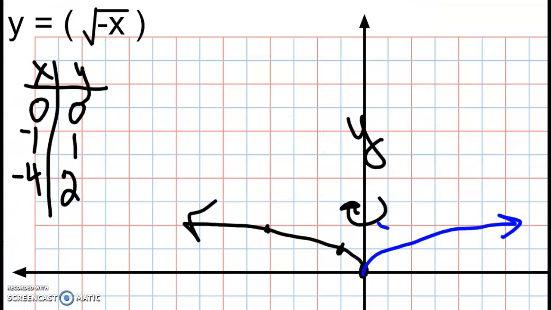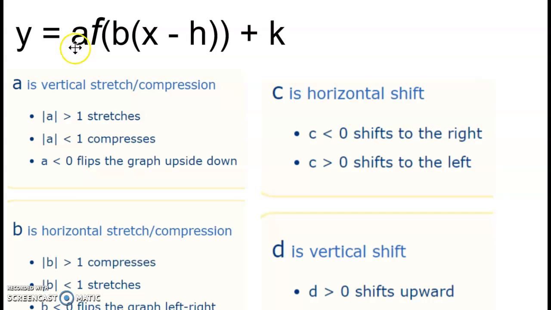In other words, that was back when we were doing this, the 2 or the half. A number in front of the function, that's what a is, stretches it when the absolute value of a is bigger than 1, like 2, 3, 4. Less than 1, like a half, it compresses it. If a is less than 0, it flips the graph upside down, like we saw. Flips it over the x-axis.